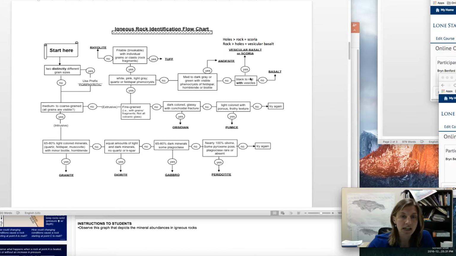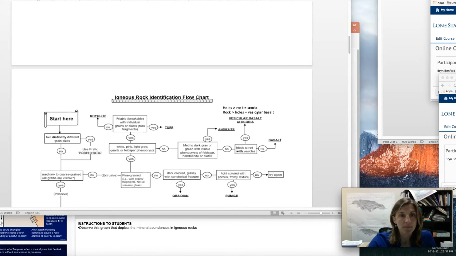So you'll move across this diagram. If at the end you wound up here and it says black to red with vesicles, vesicles are just holes in the rock. And the black to red means it can be anywhere between black and red. If there are holes in the rock, then you move up. If there are no holes in the rock, then you move over here. And then you have to decide, if there's more holes than rock, it's called scoria. If it's rock with some holes, then it's vesicular basalt. So those two you'll have to differentiate.